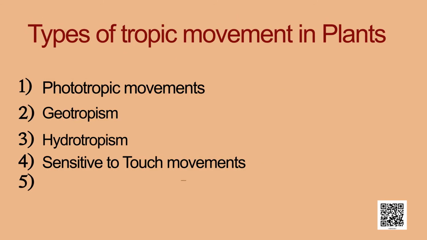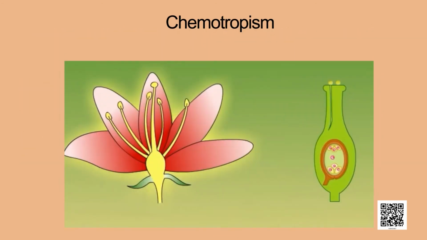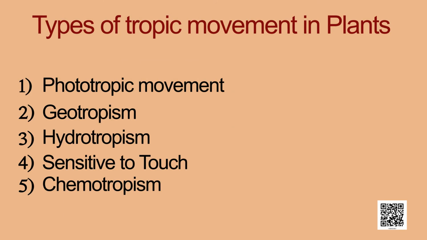Next type of tropic movement is chemotropism, which takes place towards or away from chemicals. So, these were the tropic movements in plants.